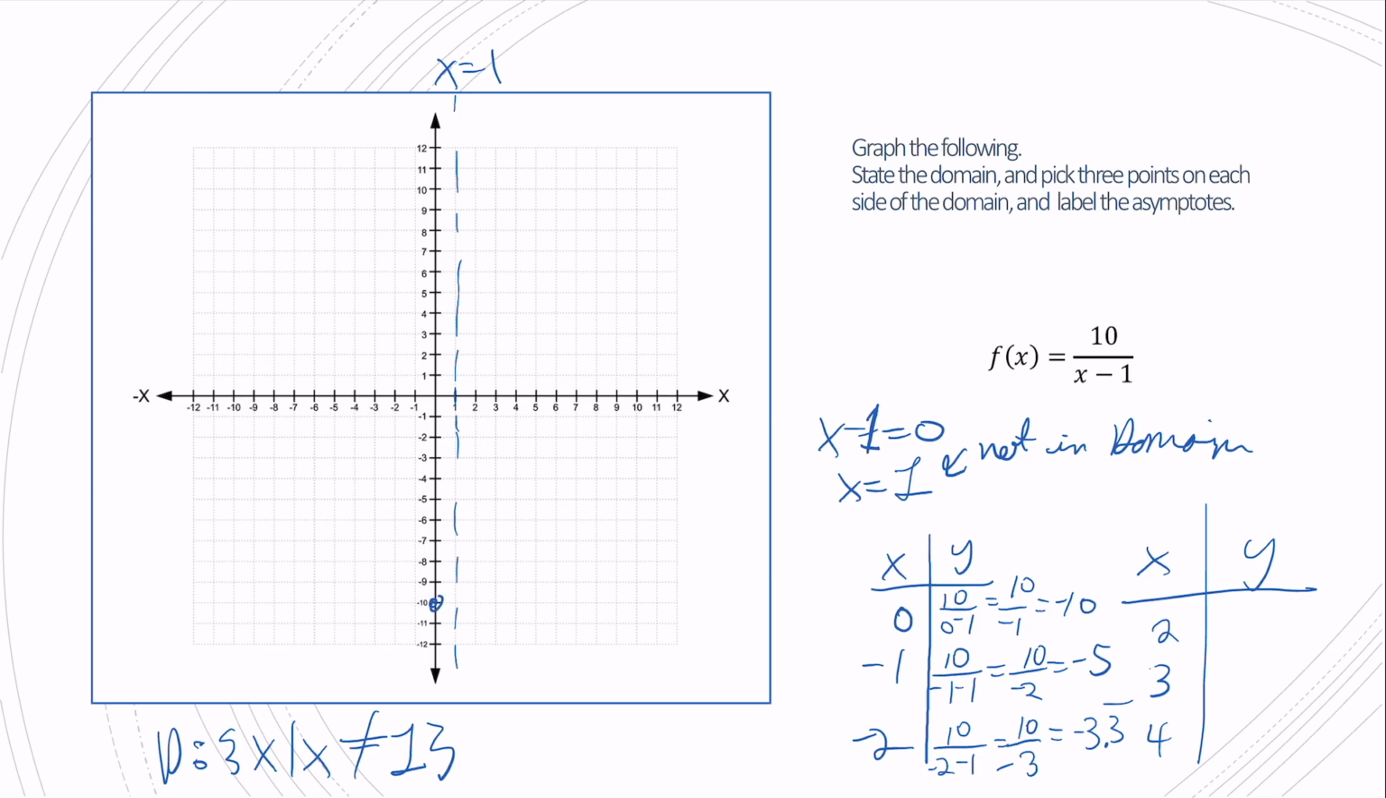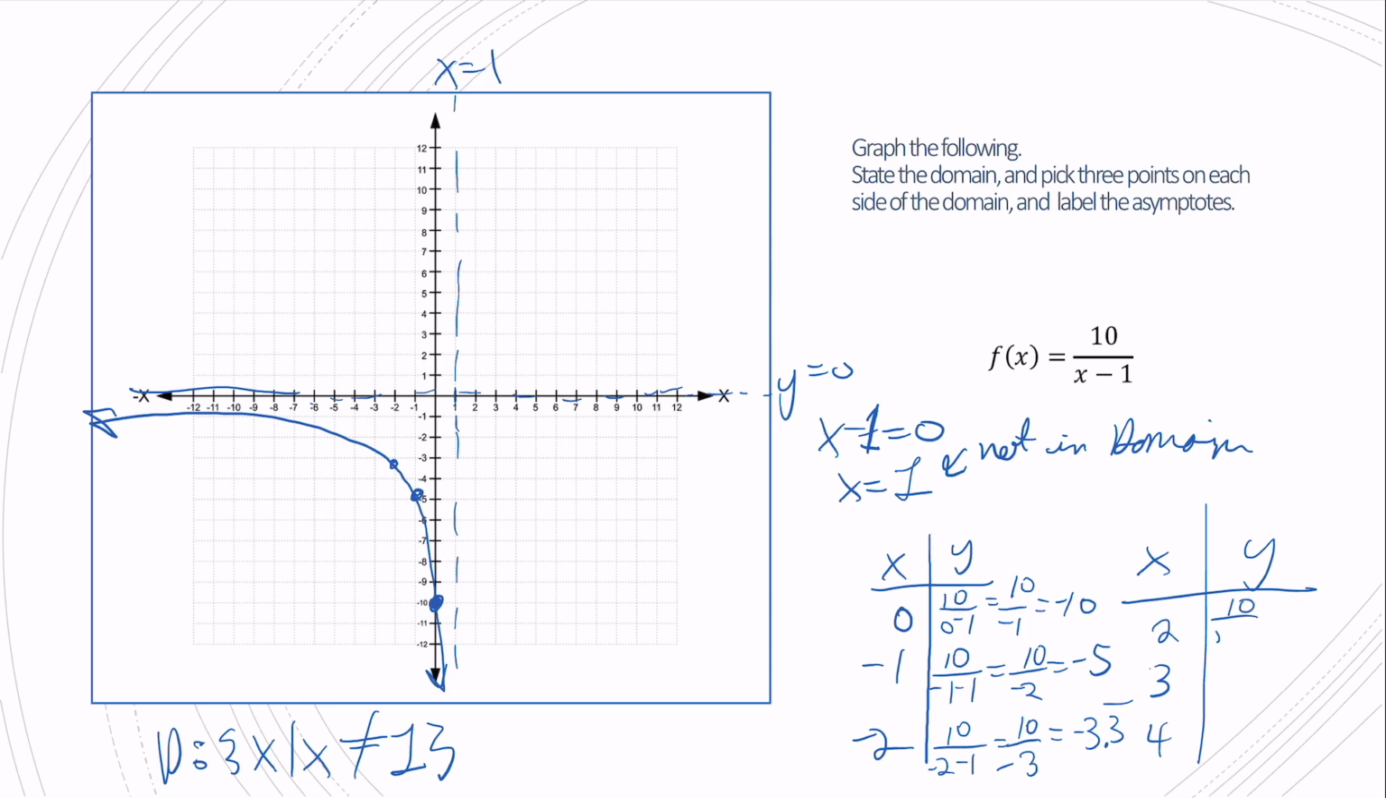So I have when x is 0, y is -10. When x is -1, it's -5. When x is -2, it's -3 1/3. So my graph is going to look like this. Again, my outcome can never be 0, so I'll have an asymptote at y equals 0.